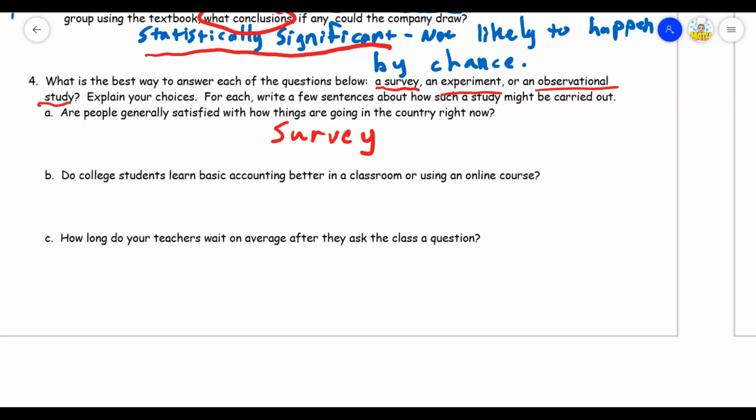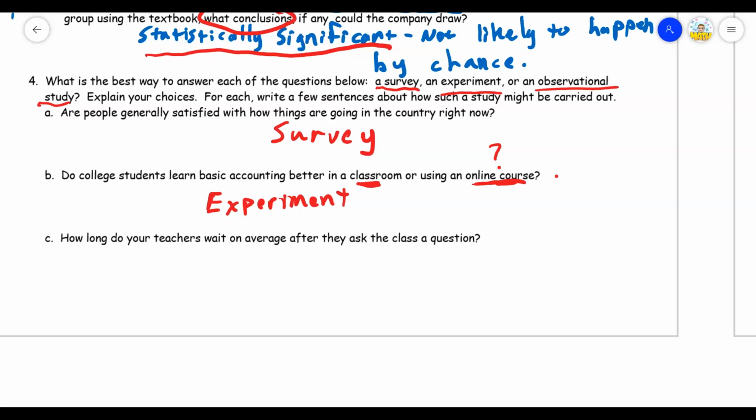Okay. The next one. Do college students learn basic accounting better in a classroom or using an online course? Survey, experiment, or an observational study? So here, hopefully you said that we would need to do an experiment, right? If all we did was an observational study, suppose we went to a group of students taking economics in the classroom and then another group of students taking an online course, well, we can't factor in what would drive a student to take an online course if they wanted to, right?